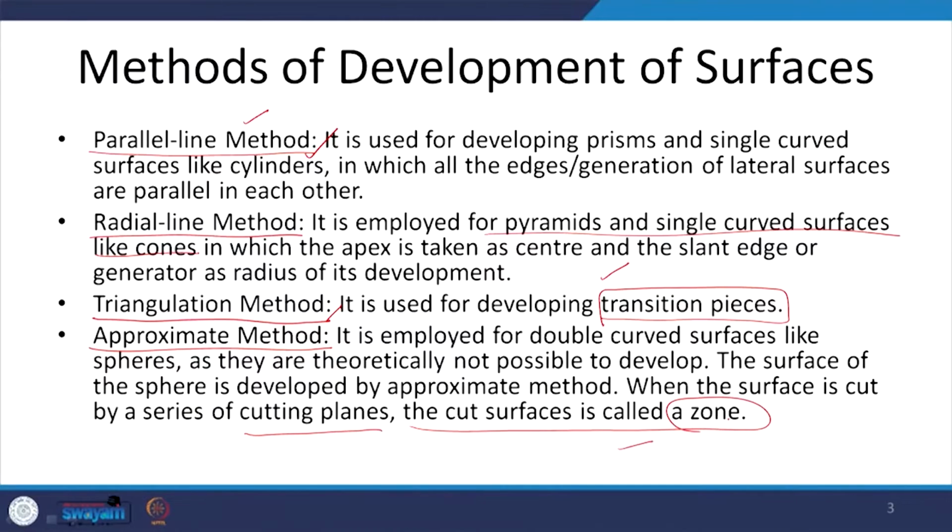There are two ways of approximating the surface of a sphere, and we will see both those surfaces. The surface of a sphere is assumed to be cut by a series of cutting planes, and each of these cut surfaces is called a zone. We will see how these zones are made as we go on to take the examples.